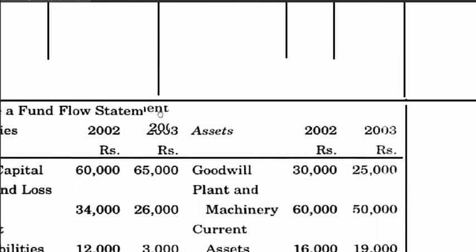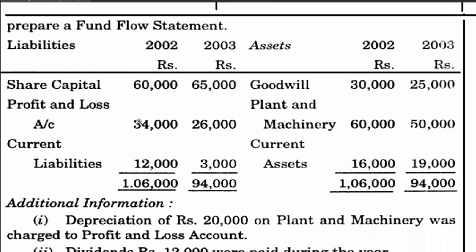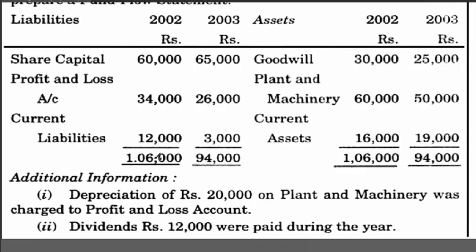Okay, so let's just go back to the question. They've asked us to prepare a fund flow statement. They've given the balance sheet items for the year 2002 and 2003, and they've given the share capital, the P&L account, current liabilities, goodwill, which is an intangible asset, plant and machinery, a fixed asset, and current assets. And along with that, they've also given some additional information.